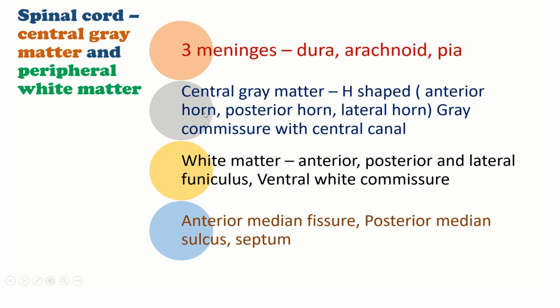Anterior gray horn, which is motor, posterior gray horn, which is sensory, and lateral gray horn, which is autonomic. It is present only in the thoracic region and upper two lumbar segments. The gray commissure is present with the central canal, which is lined by the ependyma, which is ciliated columnar epithelium. Then white matter is divided into anterior funiculus, posterior funiculus, and lateral funiculus, and there is the ventral white commissure. The anterior median fissure, posterior median sulcus, and posterior median septum will divide the two halves of the spinal cord in any section.